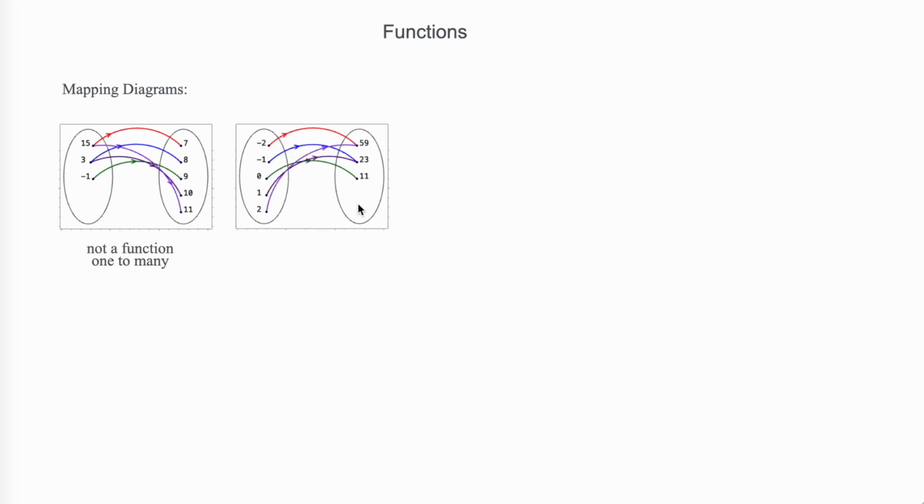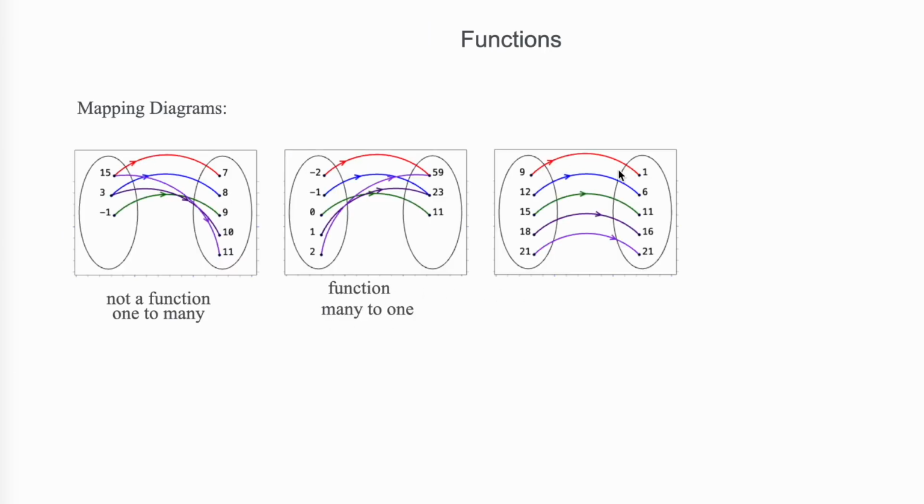Here, these are the x values, these are the y values. The -2 gives us 59. Also, the +2 gives us 59. This is a many to one. Because it's many to one, it is a function. For every x, we have exactly one y. This is a one-to-one function. It's a function because it's one-to-one.